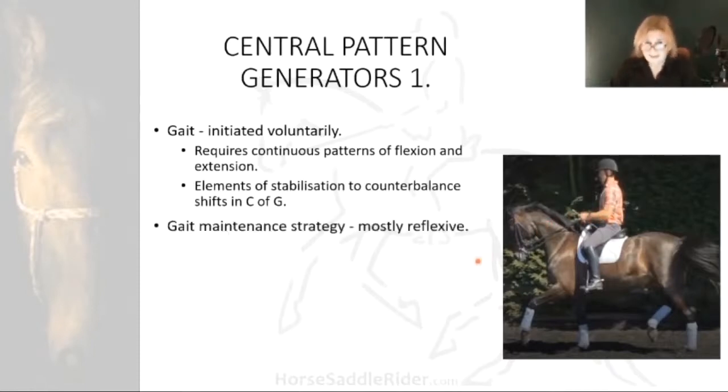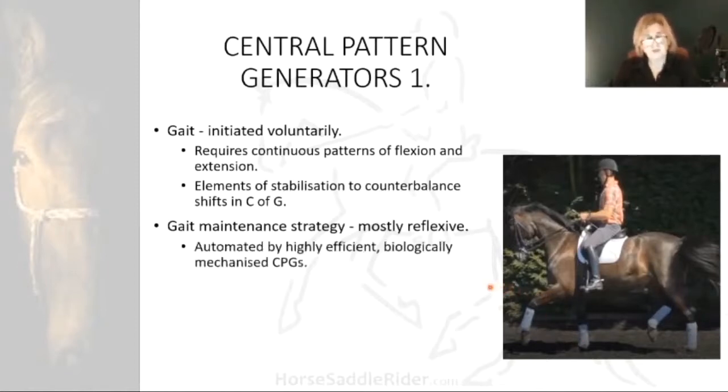So the gait maintenance, not the initiation, but the maintenance is mostly reflexive. This is all reflexive. And it's automated by highly efficient, biologically mechanized central pattern generators. And a lot of training, schooling, skills building is the forming of central pattern generators so that new movements can become habitual.